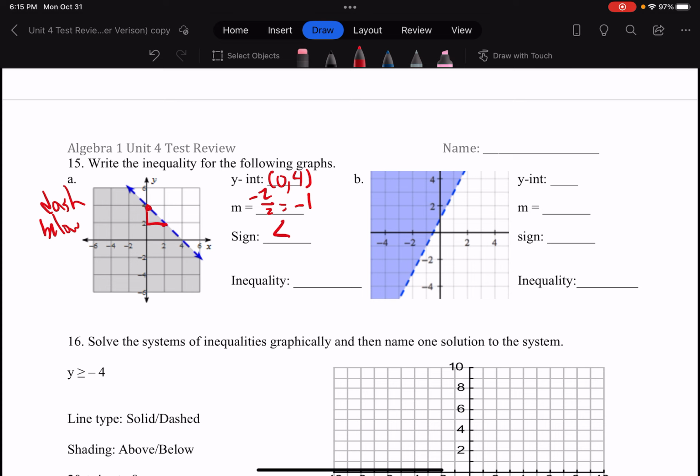If I put it all together, I know y is equal to mx plus b. So in this case, I can say that y is less than negative x plus 4, where m is my slope and b is my y-intercept.